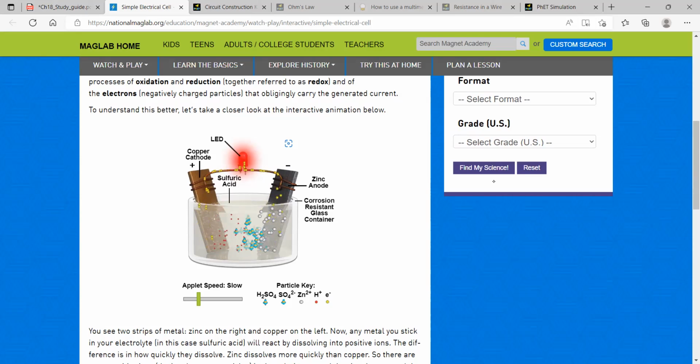Now, when zinc is dissolved in the sulfuric acid, this solution becomes more positively charged. This more positively charged solution tries to pull electrons from the other plate, for example, from the copper plate. When the solution pulls electrons from the copper plate, the plate becomes more positive because it donated electrons already. That's why the left-hand plate is positively charged.